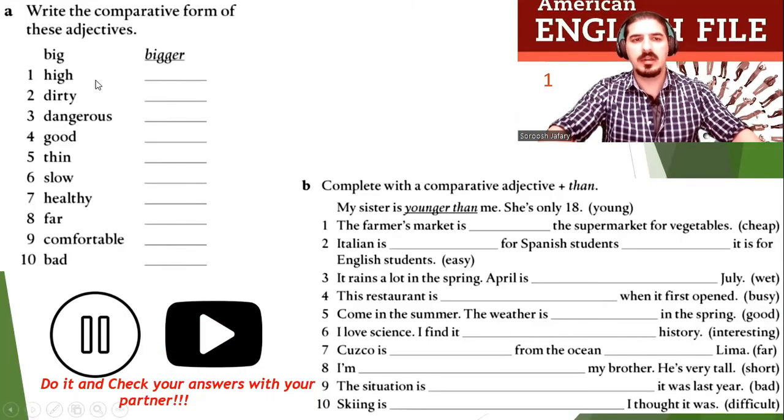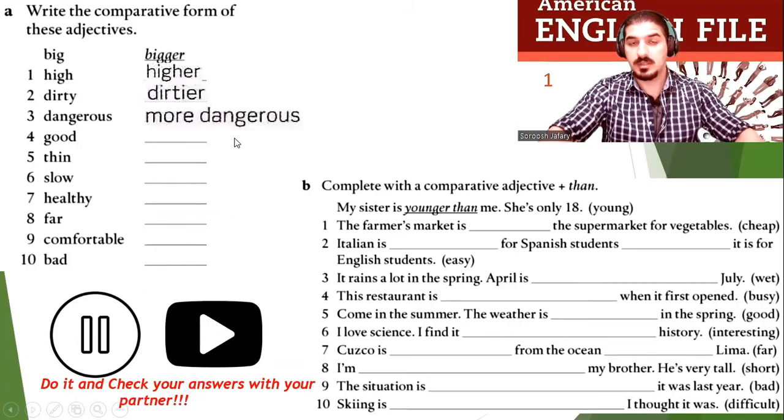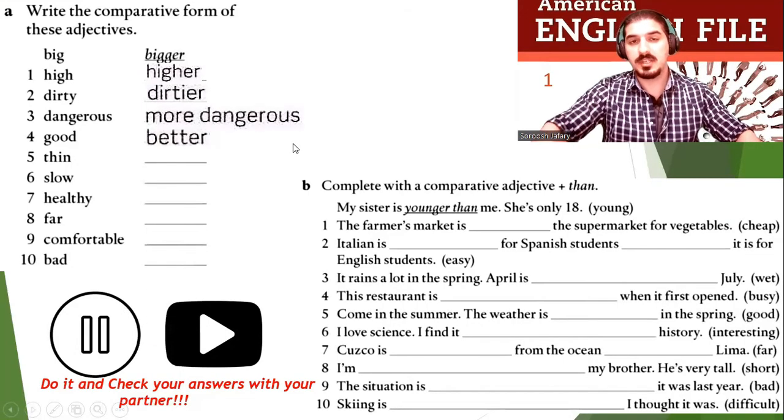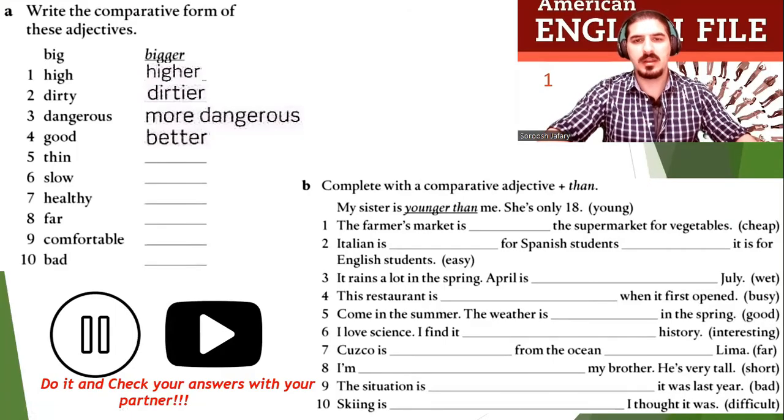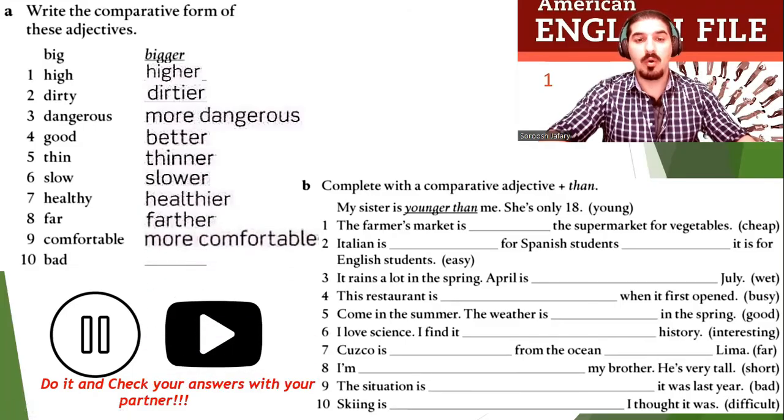Okay, let's do it together. Okay, high, higher, dirty, dirtier, dangerous, more dangerous. It's not 1 syllable, it's dangerous, 3 syllables. Good. Better, because it's irregular. Better. Thin, thinner. Slow, slower. Healthy, healthier. Far, farther or further. Comfortable, more comfortable. Bad, worse.